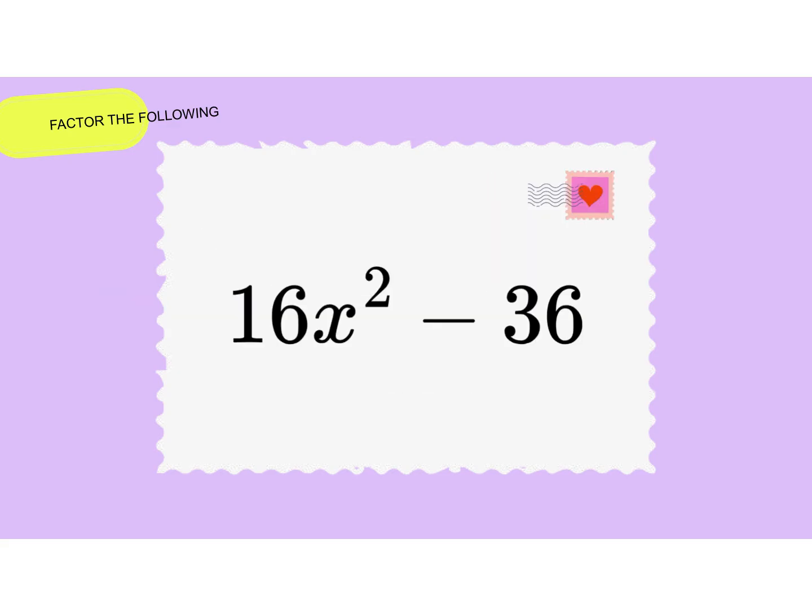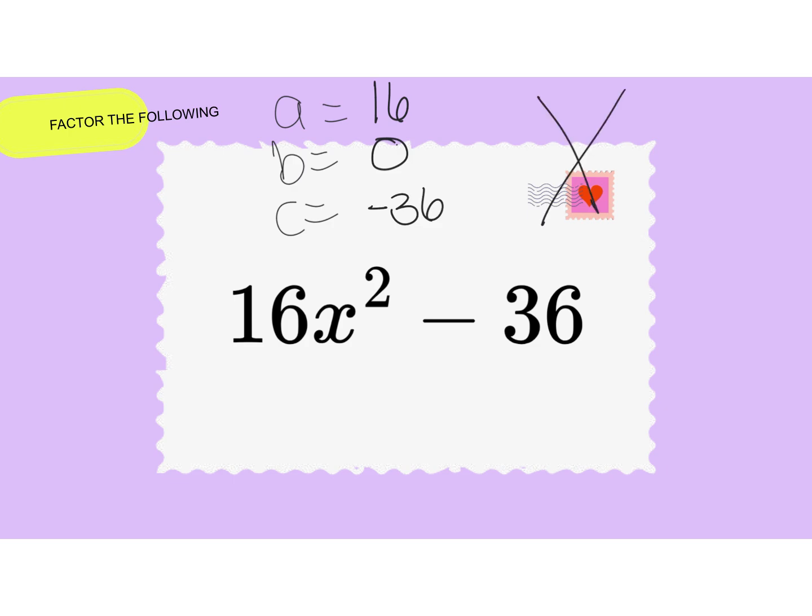Here is this next one. This is one we can look at two ways. First, we can play Xbox here, meaning we can identify our A value, our B value, and our C value. My A value is always attached to that x squared, so that is 16. My B value is always attached to a singular x. Notice there's none there, so that one's 0. And my C value is 36, and then you can play Xbox.